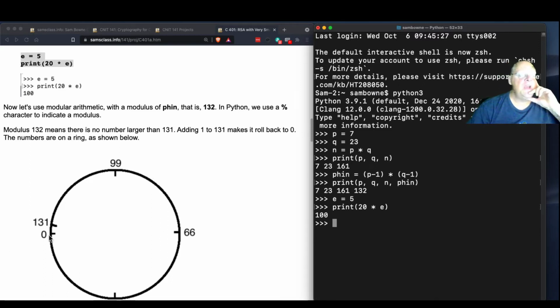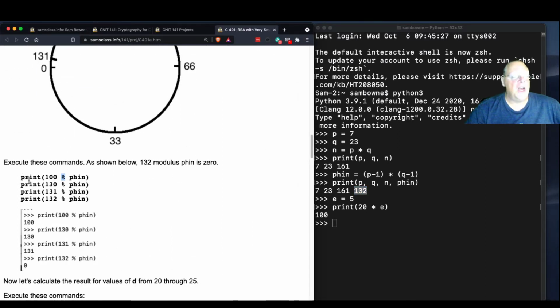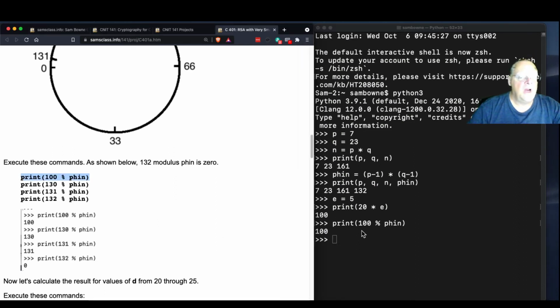And so the rings here in cryptography, you start at 0, and you go up to n minus 1, 131, and then if you add 1 to 131, you call that 0 again. So there's a total of 132 numbers around the ring, and you never leave the ring. That's modular arithmetic. So if I want to do modular arithmetic, you do it with the percent sign. So if I take 100 % phi, and phi is 132, so that's 100, 131, 132.